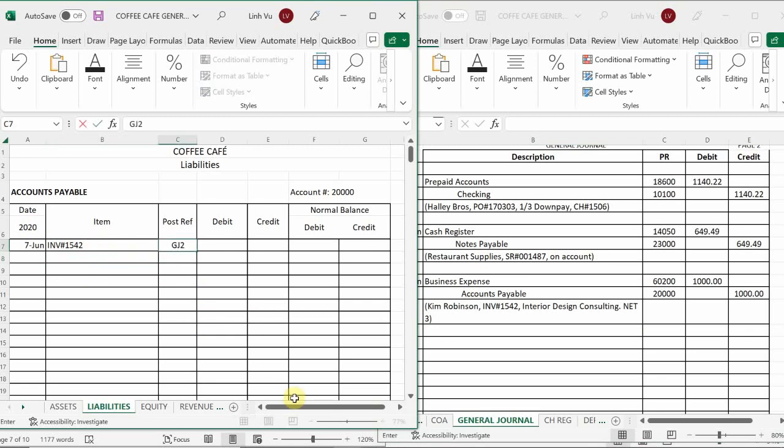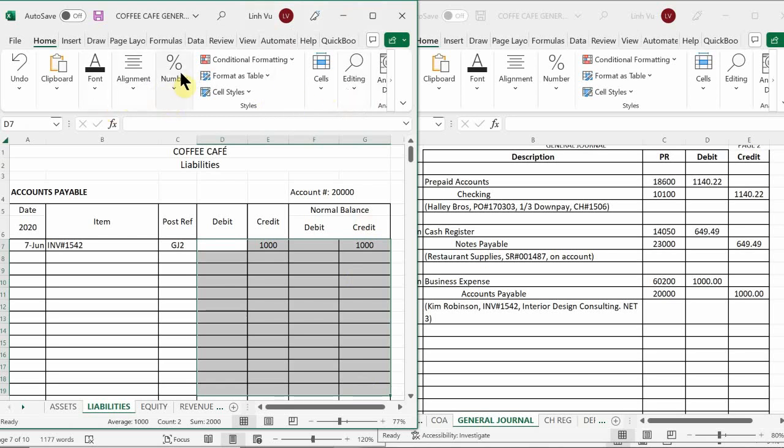Okay, post reference, once again, page 2. And this time, because it's a liability, we owe, right? Because we're going to credit our liabilities because now we owe money, right? So therefore, my account balance for my accounts payable account is now $1,000.